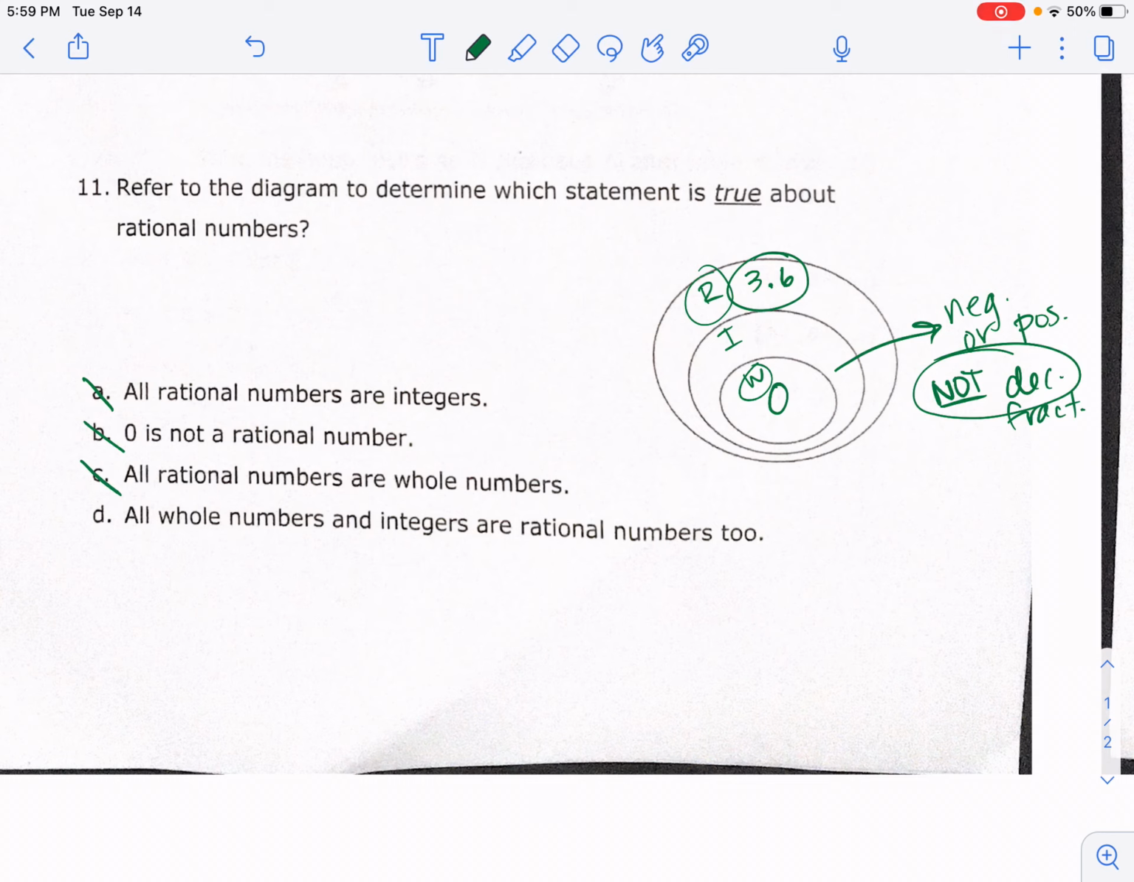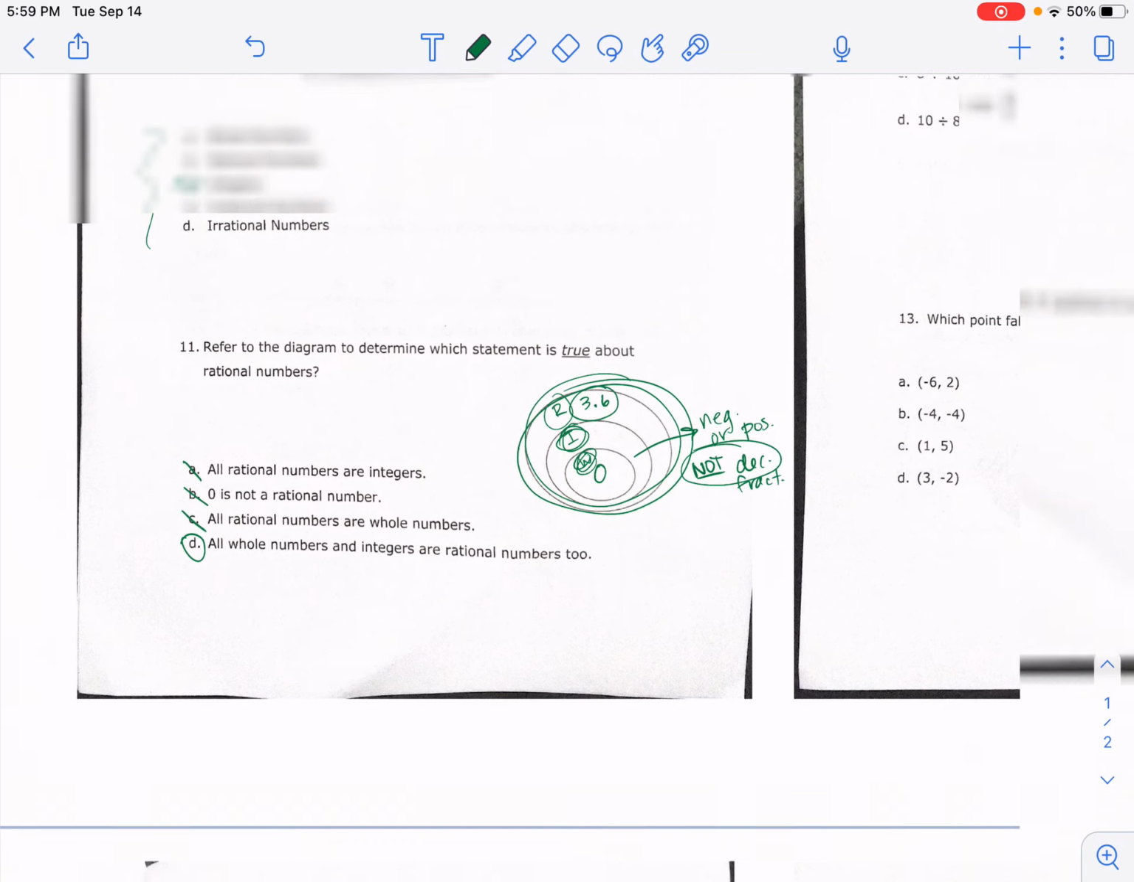And the last one says all whole numbers and integers are rational numbers too. Yes, here's the whole numbers and here's the integers, and they're inside of the rational numbers. The rational numbers controls everybody. It's everybody. So yes, all whole numbers and integers are rational numbers. So D is the correct answer.